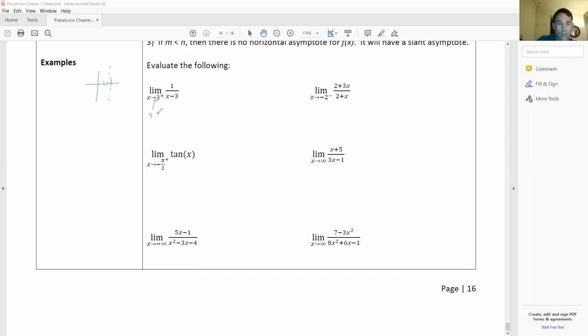So that'd be like 3.001, something just a little bit bigger. And when you do that, notice 3 minus 3.001 would end up being a very small positive number. So we have a small positive number in our denominator. So we have a positive 1 divided by 0, or honestly, a small positive number. So 1 divided by a small positive number would be a positive infinity. However, since it is infinity, we always have to follow up with the limit does not exist.